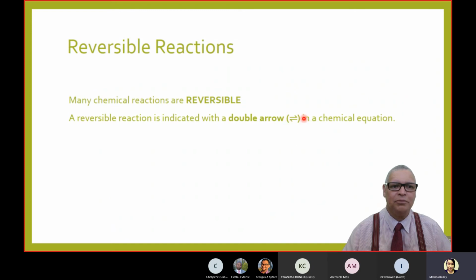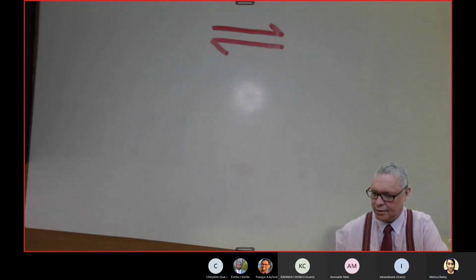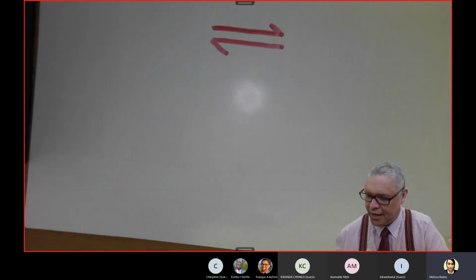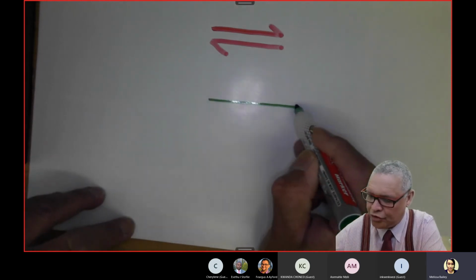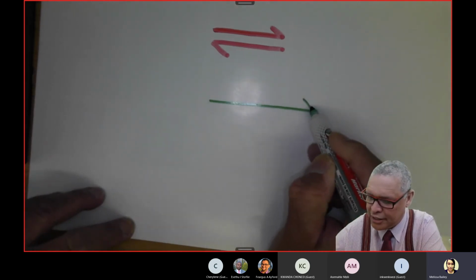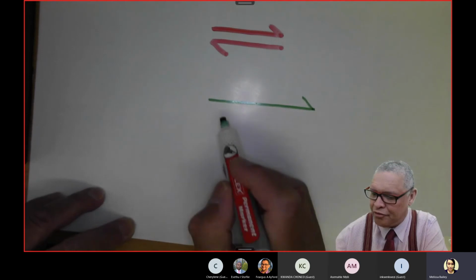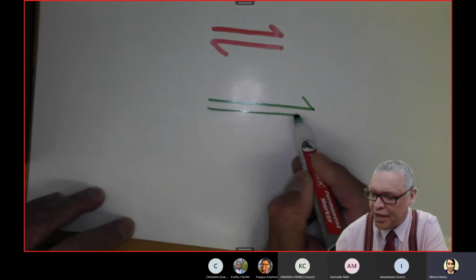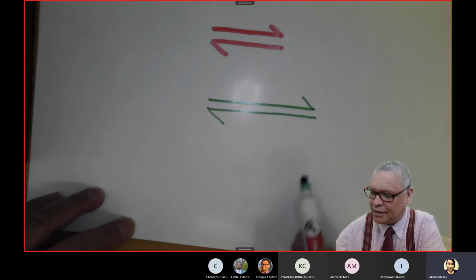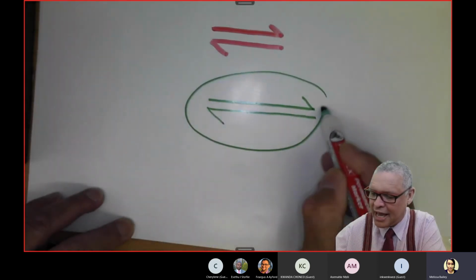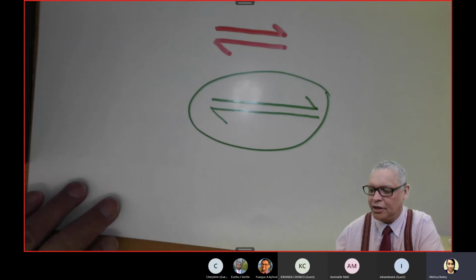Notice the top one represents the forward reaction. The bottom one represents the reverse reaction. And so here on the diagram, as you can see on this piece of paper, if I had to draw the forward reaction, there's the reaction going in this direction here with an arrow there. And the reverse reaction will be exactly the same, but the arrow will be going in the opposite direction there. This is how we represent a reversible reaction.